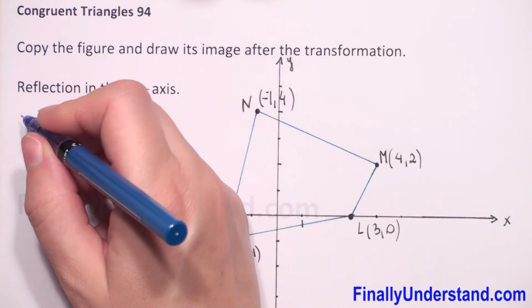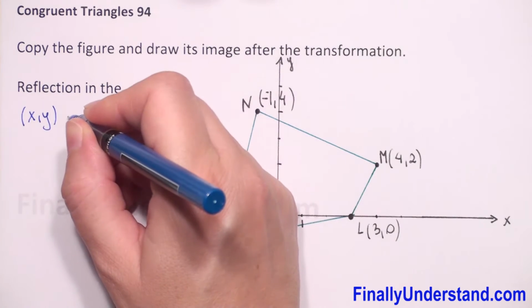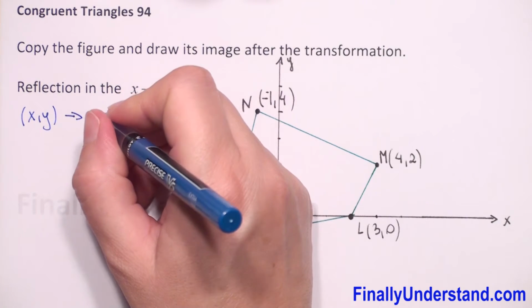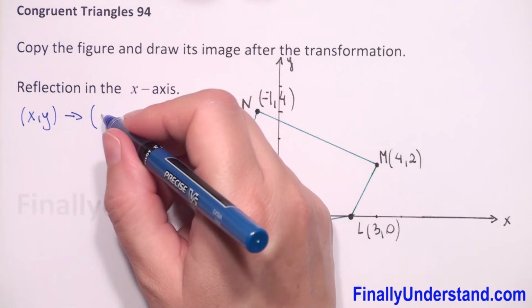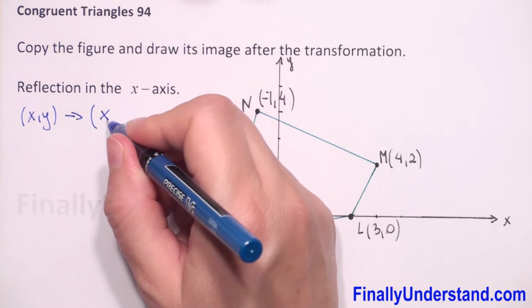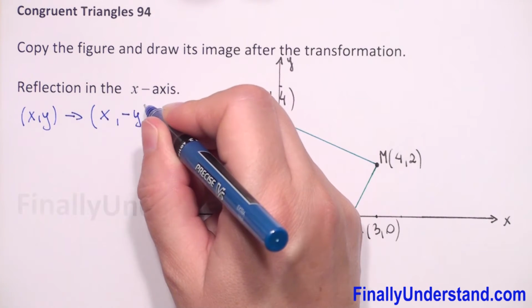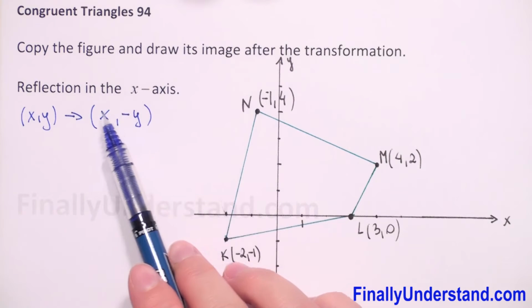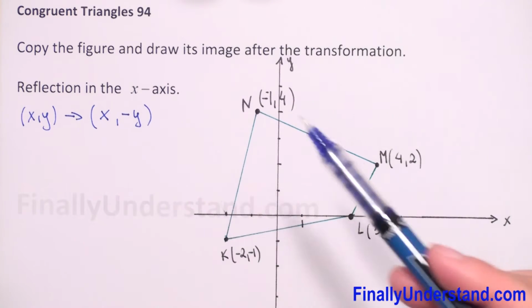So if you have a point (x, y), after the reflection in the x-axis, we have to change the coordinates. The first coordinate stays the same, x, and the y is negative. We multiply the y-coordinate by -1 when we have a reflection in the x-axis.